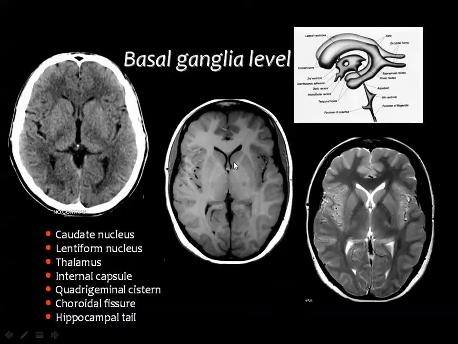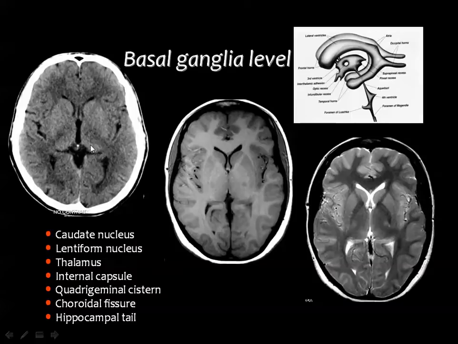In the concavity of the frontal horn of the lateral ventricle, you can see the head of the caudate nucleus, and more laterally you can see the lentiform nucleus, which is triangular in shape. And on either side of the third ventricle you can see the thalamus. This is the left thalamus and this is the right one.